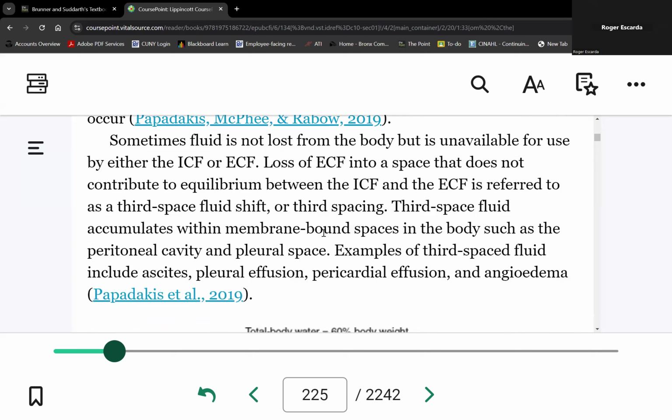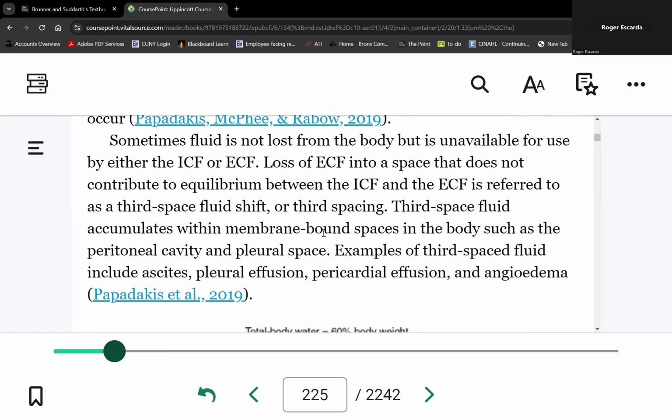Now, when we say fluid loss, there are two types: absolute and relative fluid loss. When we say absolute, the fluid left the body. How does it leave the body? Through breathing, vomiting, urinating, feces, and sweating. These are ways that fluid leaves the human body. However, there's also what we call a relative fluid loss, meaning the water technically is still inside the human body, but it's neither inside the cell nor in the blood vessels. So it's somewhere in between, which is the interstitial space.